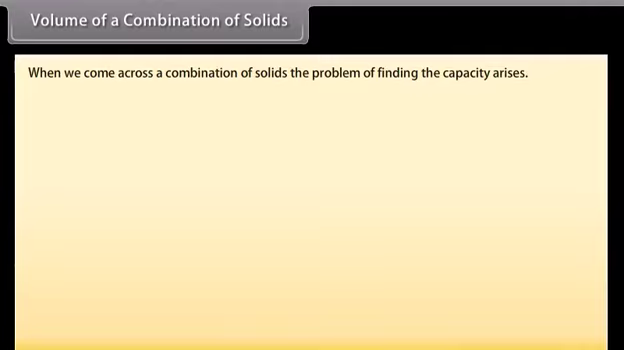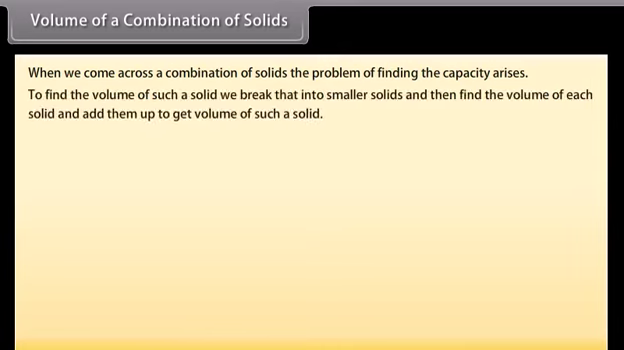Volume of a combination of solids. When we come across a combination of solids, the problem of finding the capacity arises. To find the volume of such a solid, we break that into smaller solids and then find the volume of each solid and add them up to get volume of such a solid.